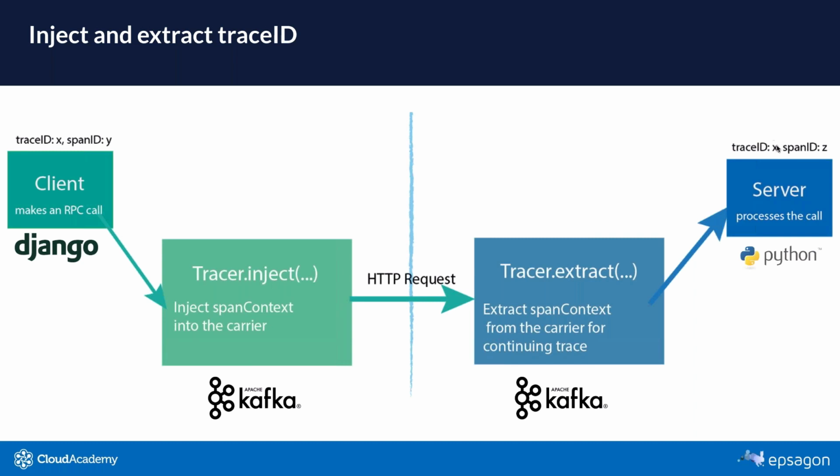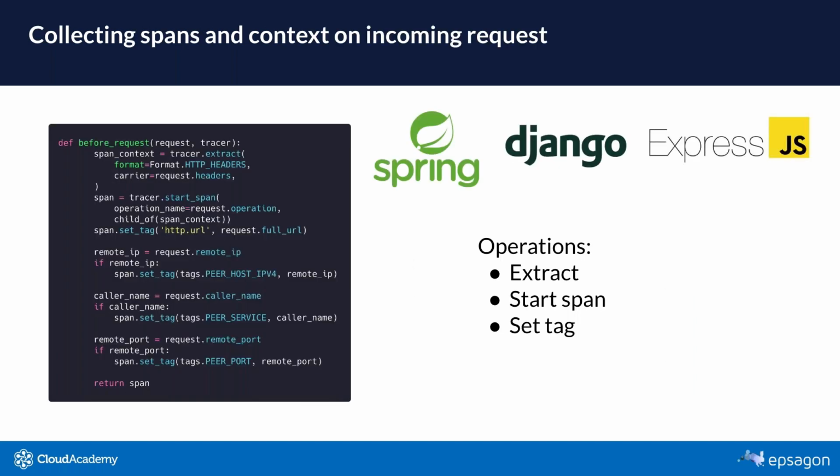In this case, yes, I'm getting this X. So I know I'm part of a bigger trace, something that started before me. And I'm generating a new span ID for me, so this is a unique span for me. So this is an example of how to trace from one end to another using inject and extract. Now let's talk about collecting spans and context for incoming requests.